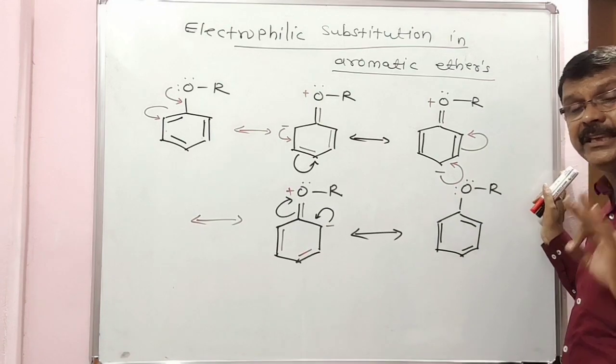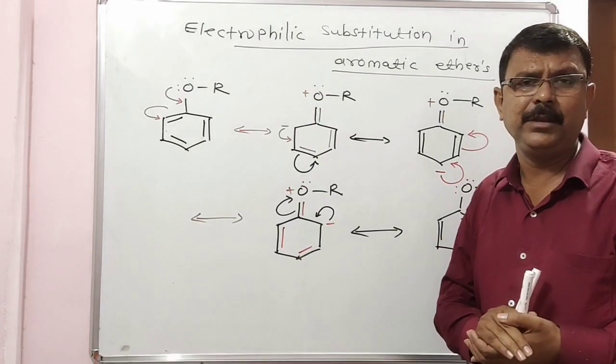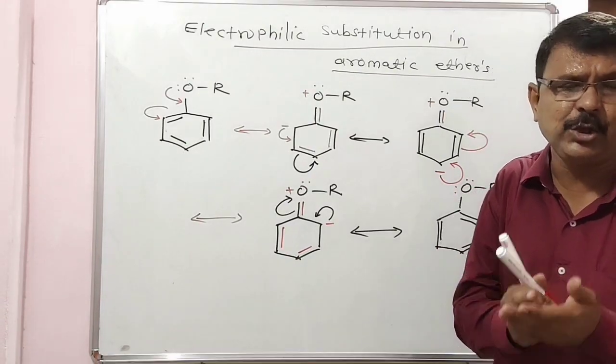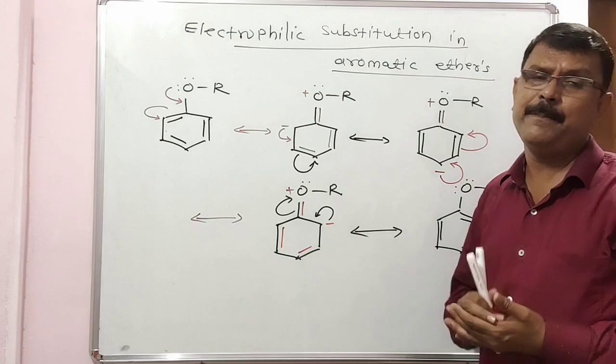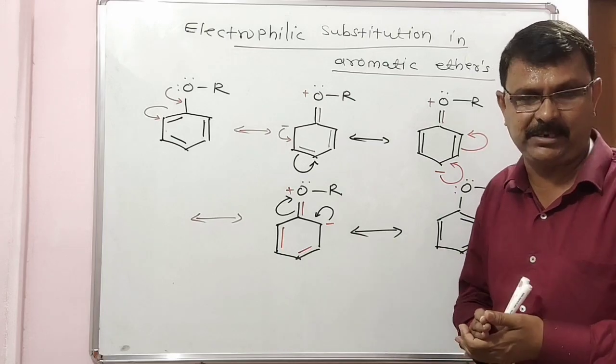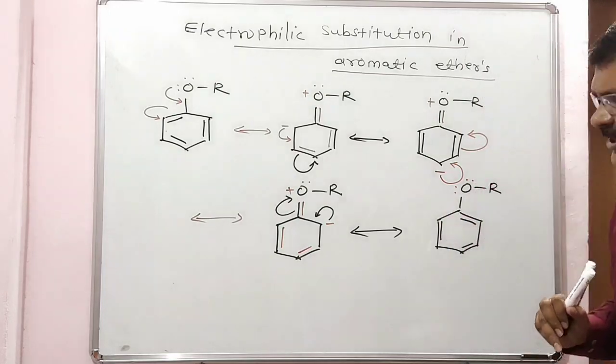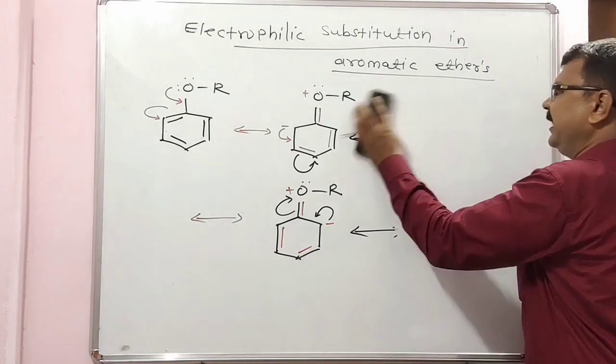Aromatic ether reacts with different reagents to form one product at the ortho position and another product at the para position. The para product is more stable. Now, the next reactions.